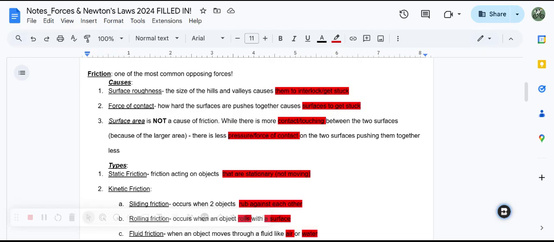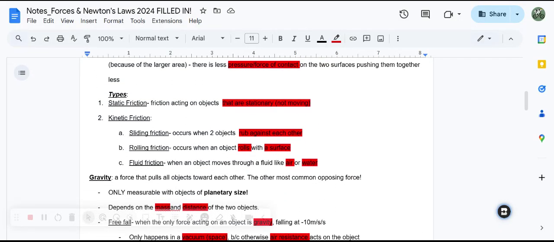So in both cases, what we're talking about is increasing how much contact or how much touching is happening between the two surfaces. And friction will often cause objects to slow down or stop moving, or keep them from moving at all. People often think that surface area is a cause of friction, but what we will find is that it is not a cause. Because while there is more touching, right, the more spread out an object is, there is less pressure or force of contact in any one area because that original force is now spread out across the larger surface area. So surface area, not a cause of friction.